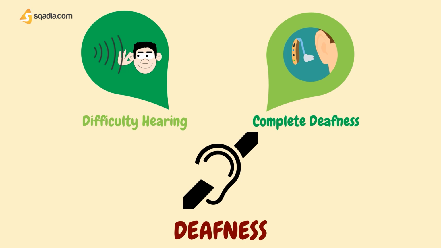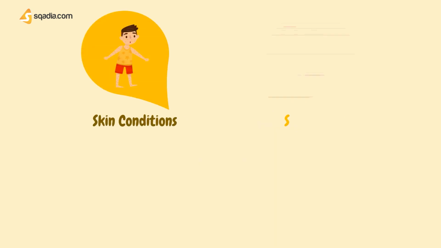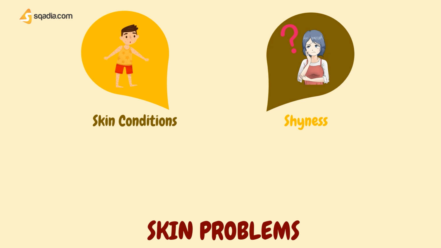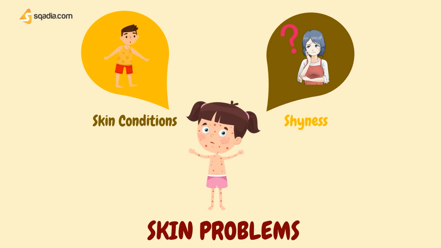And if the child has deforming skin conditions or shyness, then he might be having some kind of skin disease. These are conditions that can affect the layers of the skin, and these diseases can cause rashes, inflammation, itchiness, and other skin changes.